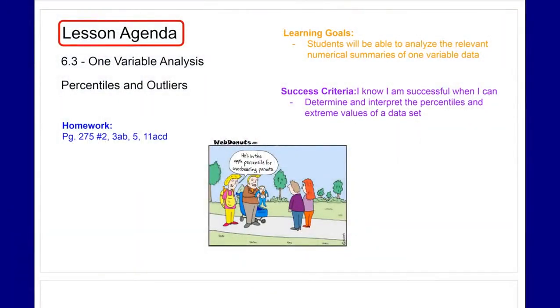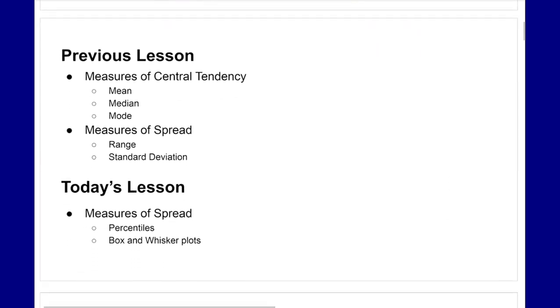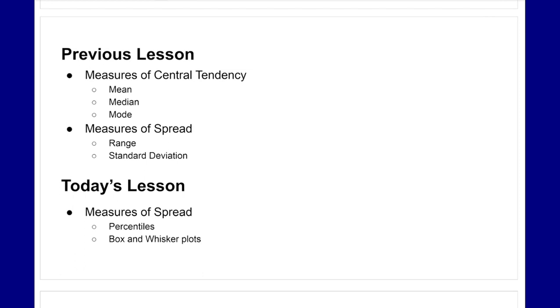In today's lesson, we are going to be looking at percentiles and outliers. In our previous lessons, we have been looking at some measures of central tendency and some measures of spread already. We've looked at mean, median, and mode, which are the central tendency values, and we've looked at range and standard deviation so far for measures of spread. Today, we're going to continue with measures of spread, and we're going to look at percentiles and box and whisker plots.